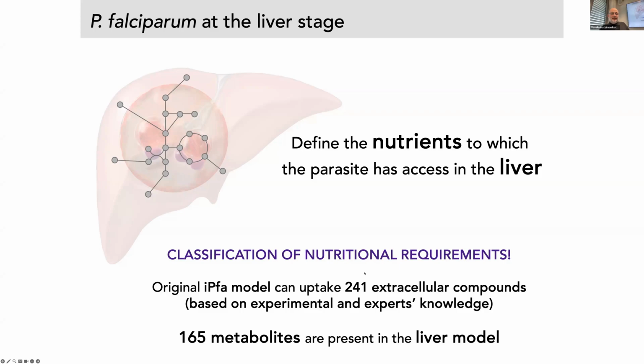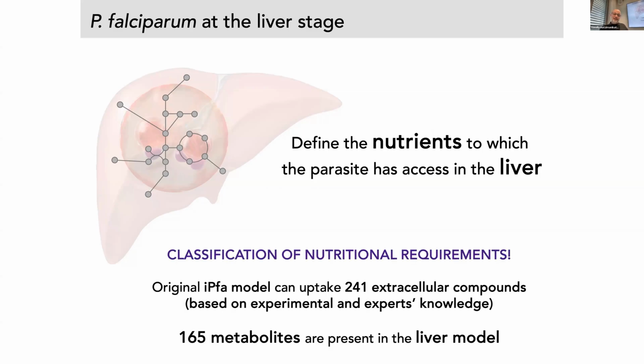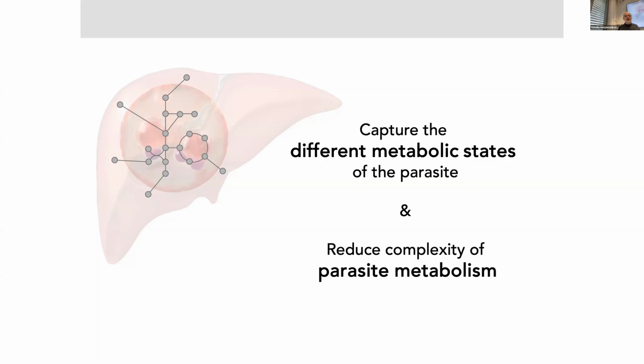And then again, 165 of these metabolites turn out to be in the liver model. So in other words, now I have a parasite that can live in a liver environment, and it has the choice now to grow on 165 metabolites. Now, the question is, how are we going to define the different metabolic states of the parasite, and on the way, probably reduce the complexity of the parasite metabolism in order to put these two metabolisms together.